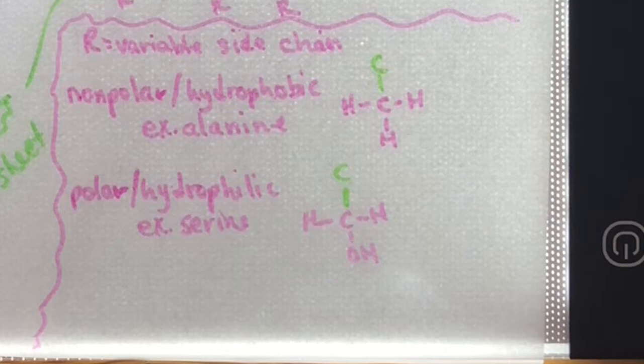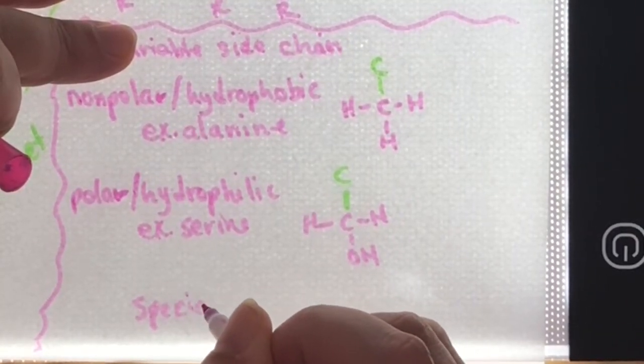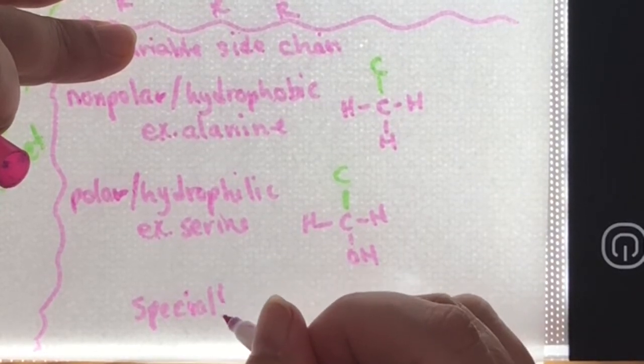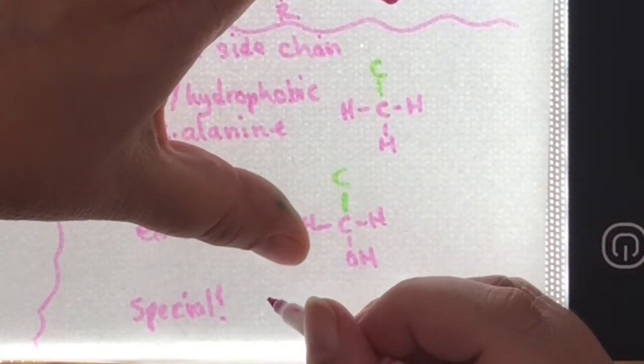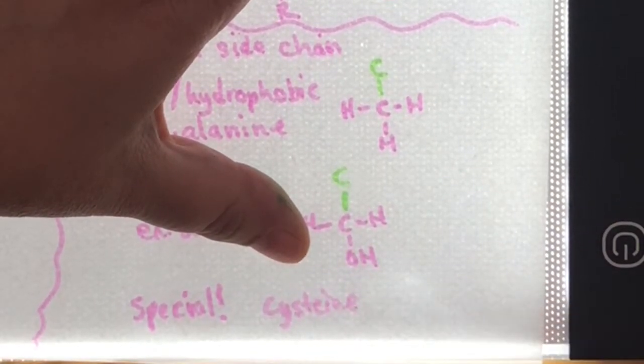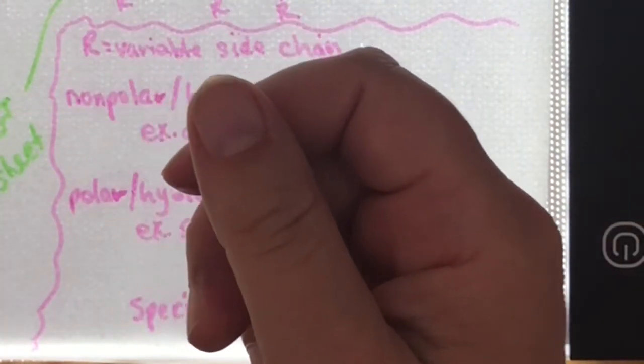Now, polar things like being present in other polar things such as water. To reiterate, nonpolar amino acids such as alanine are going to be attracted to other nonpolar amino acids. Polar amino acids will either be happy being exposed to the fluids of the body, or they will be attracted to other polar amino acids. I do have to take a moment and talk about one special amino acid, which is cysteine. Technically, cysteine is a polar or hydrophilic amino acid, but it is so special that it actually deserves its own little category here.